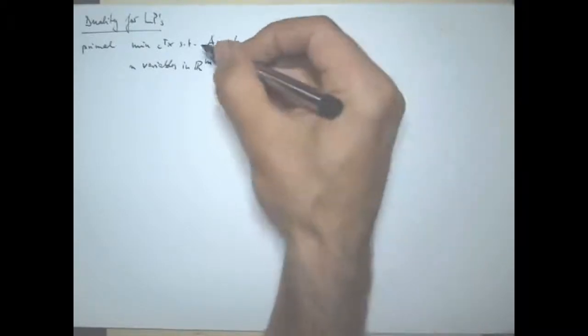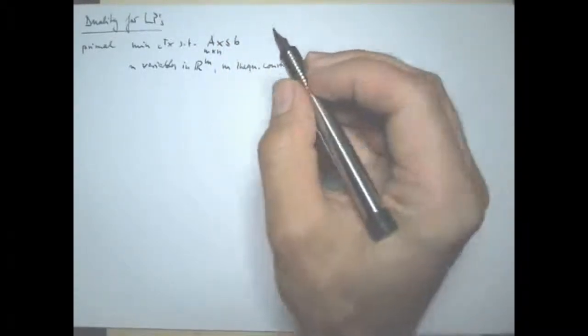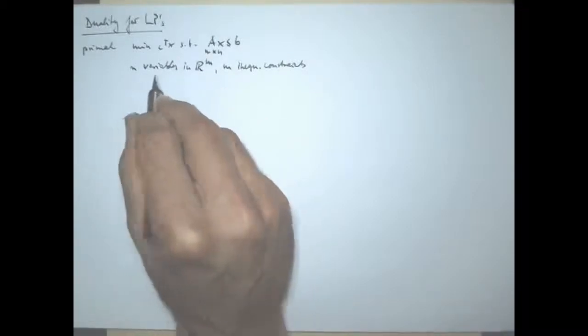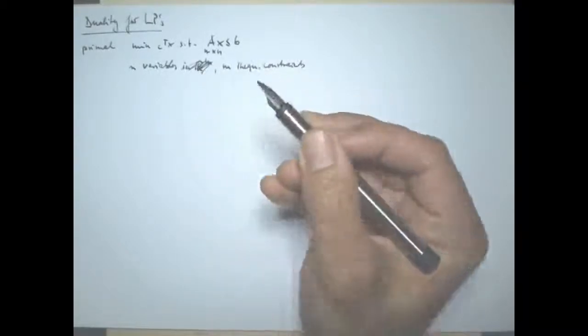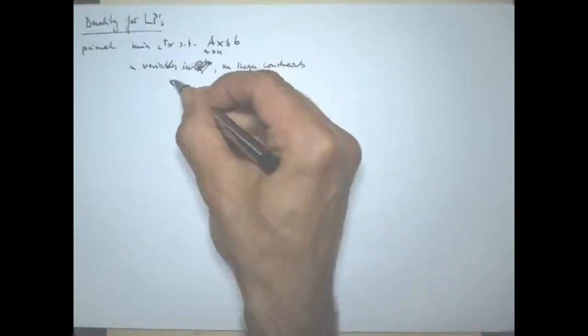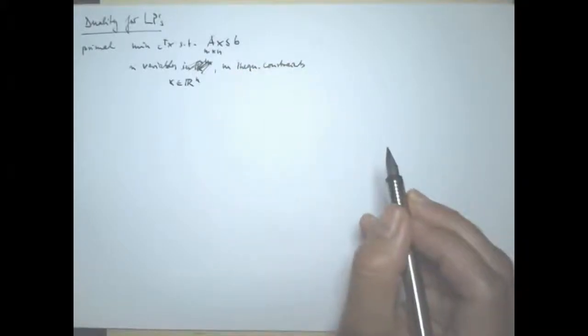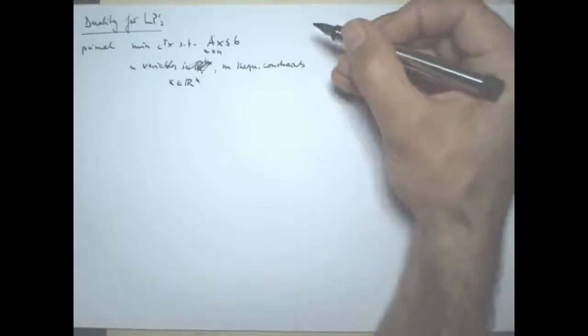Wrong. So if I want A to be m times n, then we have n variables. So I can say X is an element of Rn, and we have a total of m inequality constraints, yes.